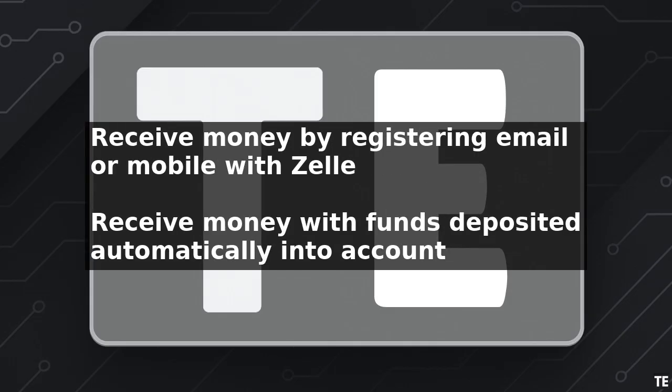To receive money with Zelle, you will need to have your email address or mobile phone number registered with Zelle. When someone sends you money, you will receive a notification, and the funds will be deposited into your account automatically. In conclusion, sending money with Zelle through US Bank is a convenient and easy process.